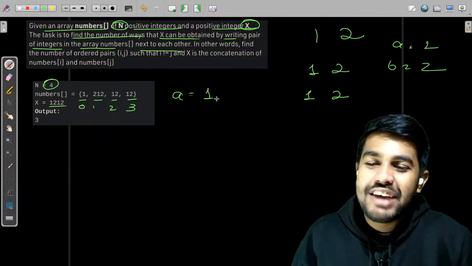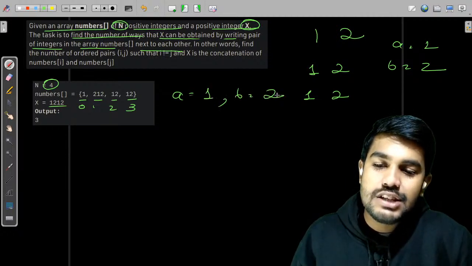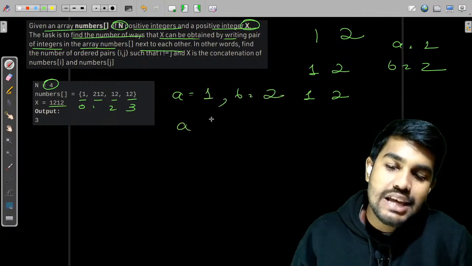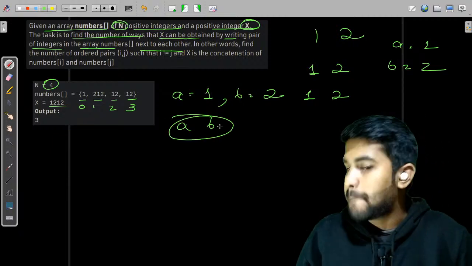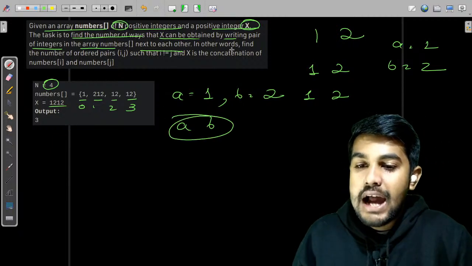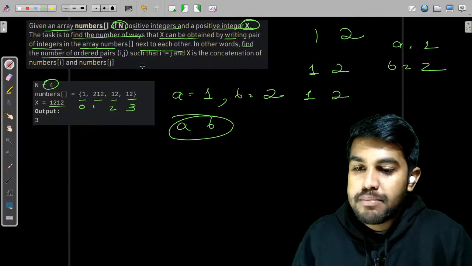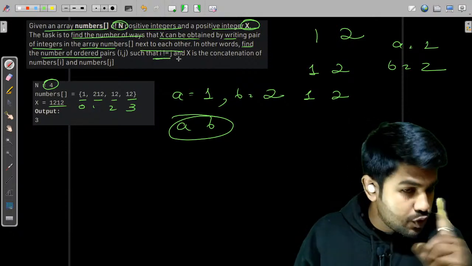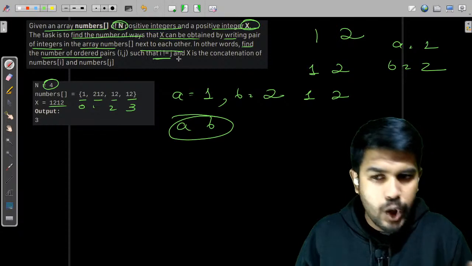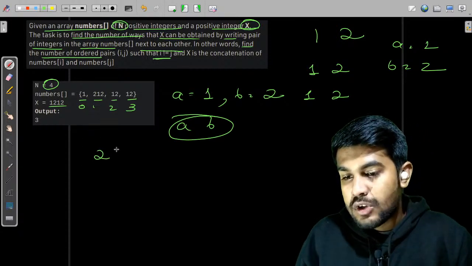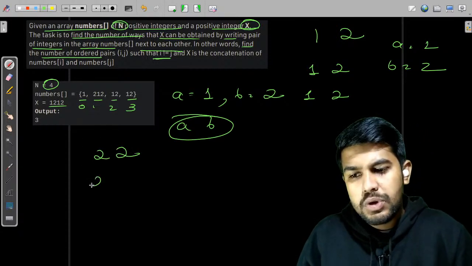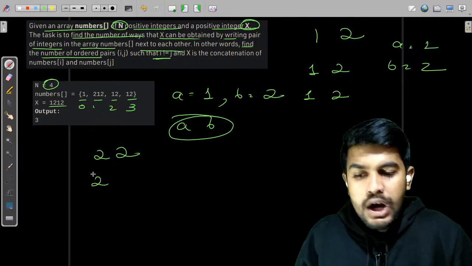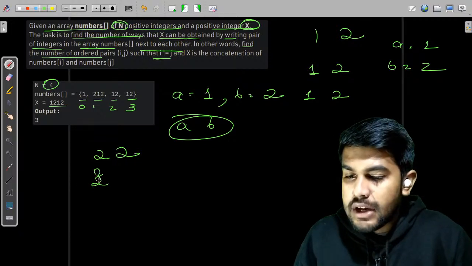So we have A is equal to 1 and B is equal to 2. So we can say that yes, A and B can make up a pair itself. Fair enough. And find the number of ordered pairs such that i is not equal to j. This is absolutely very important. Suppose the number is 22 and there is only one 2 present. So you can't say that yes, 2 would make a pair with itself.